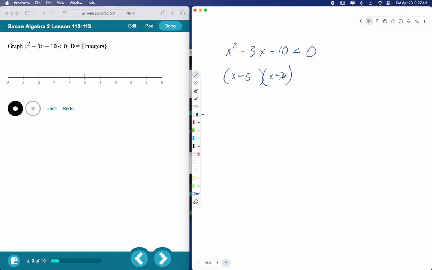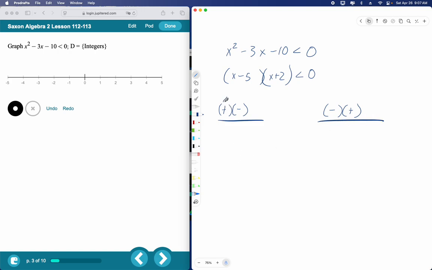Negative 5 times positive 2 is negative 10. Negative 5x plus 2x gives us negative 3x. So that is our factoring. So we're going to go with positive, negative, negative, positive.